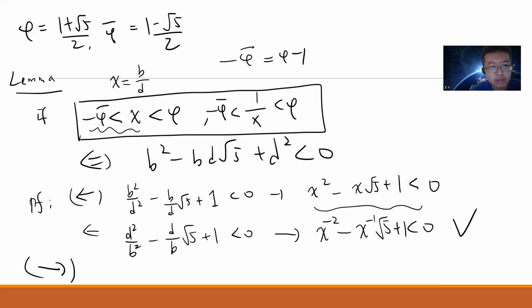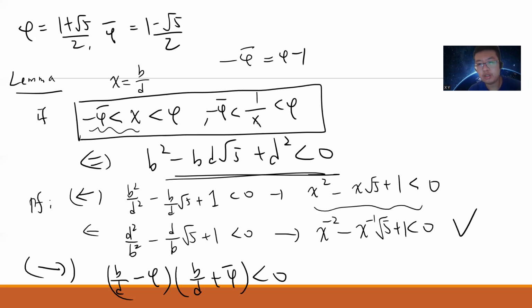And this other direction should also be simple. You can check by yourself, because basically it's the same. If you write x equals b divided by d, then you can write b divided by d minus phi and b divided by d plus phi bar will be less than 0. Then you collect it, and you get this equation. So both of these give you the same equation. Okay, so this is just a fact.